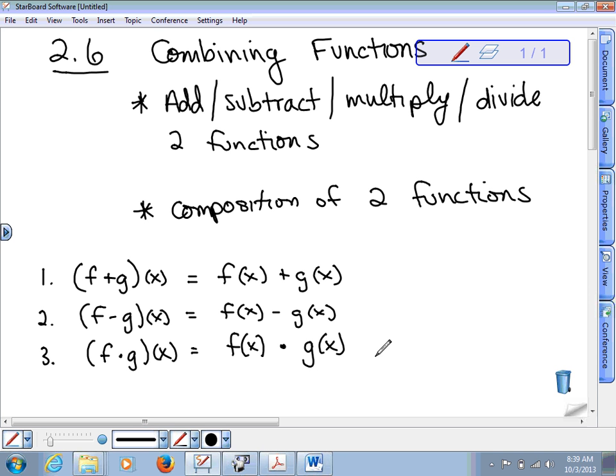F times g of x means x is the variable in the equation. You're just multiplying two functions together. F times g, and the variable just happens to be x. It's f of x times g of x. It doesn't need another x multiplied to it. Am I making sense? Okay.